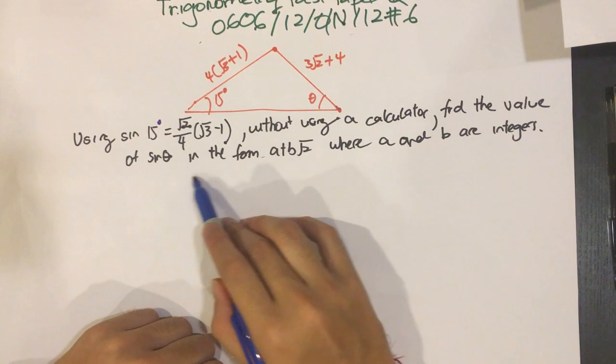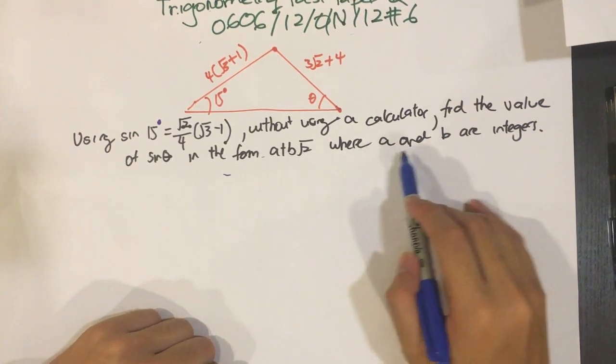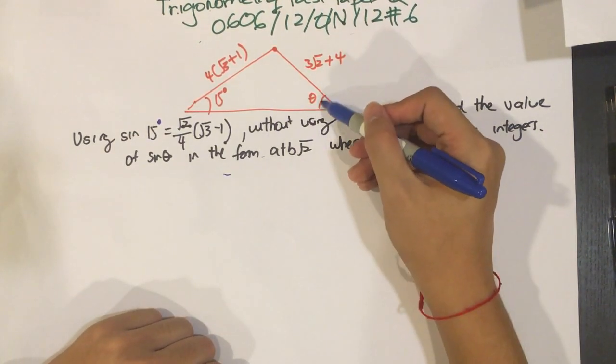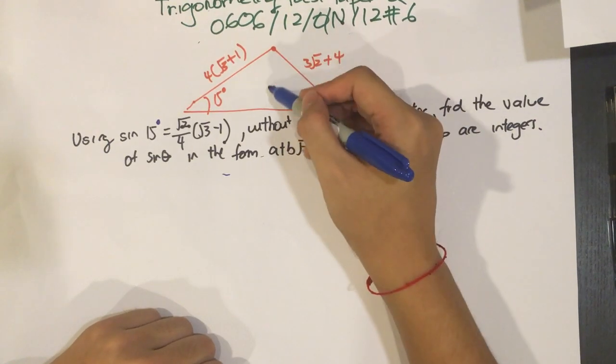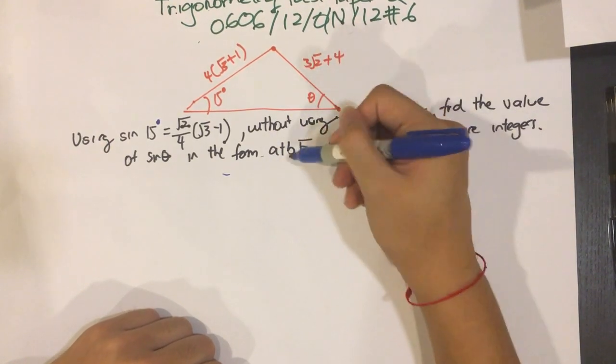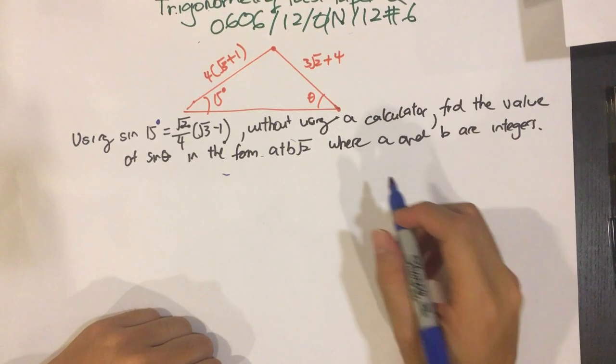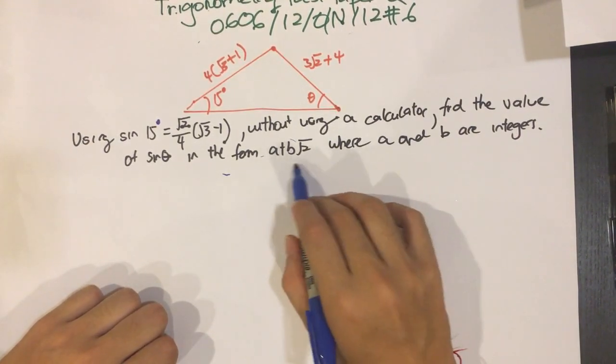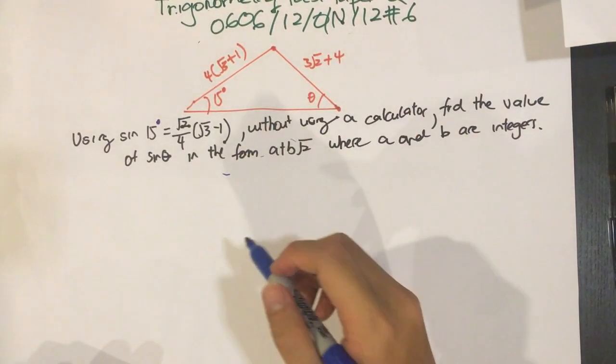So find the value of sine theta in the form a plus b root 2, where a and b are integers. As you can see, theta is here. So we're going to find the opposite over hypotenuse in the form of a plus b root 2. So we might want to simplify it down if we find the value.